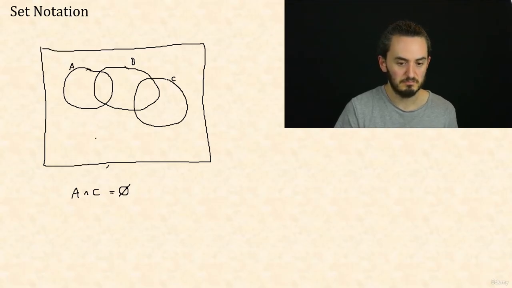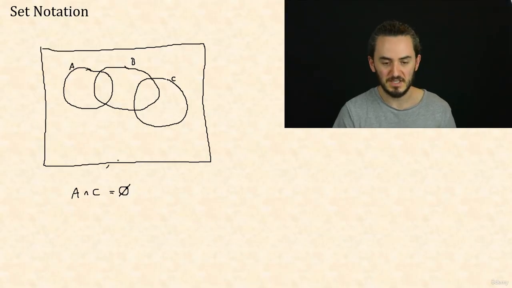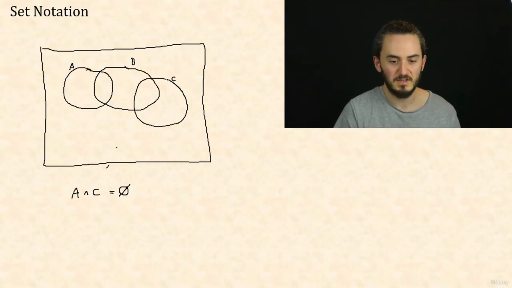It's basically a way of saying it's not that it doesn't exist. It exists, it's just got nothing in it. So there's a concept of A and C, it's just there are no elements to that set. All right, that is set notation.